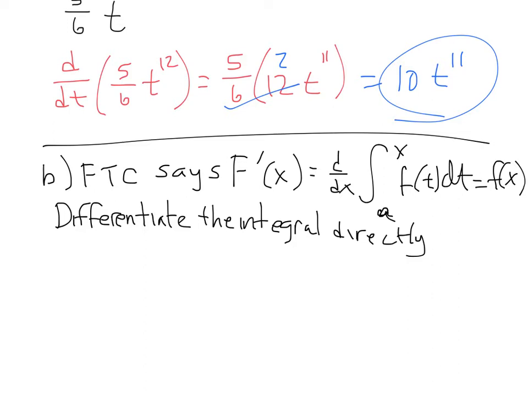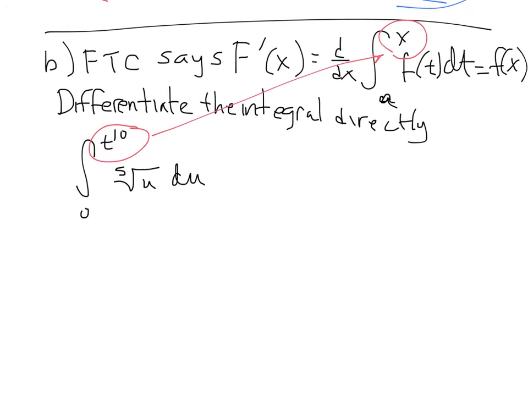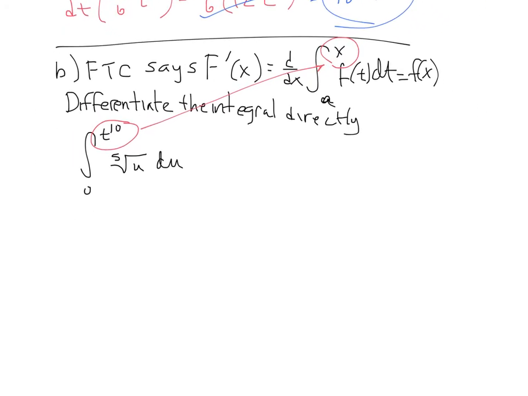Okay, so on this integral, we want to differentiate this, from 0 to t to the 10th, fifth root u du. But the problem is this upper limit needs to be just t. It needs to match my definition. And so I can do that. That's my magic in math, right? I can do anything I want.